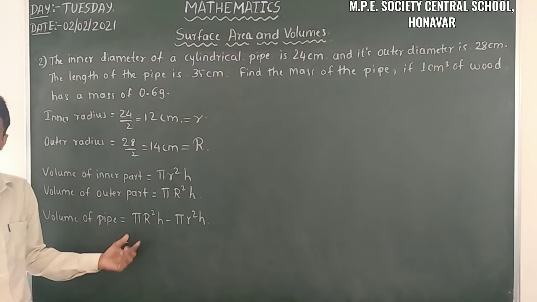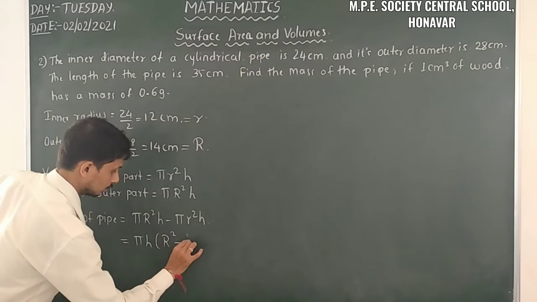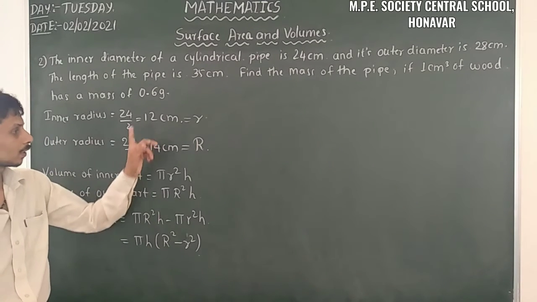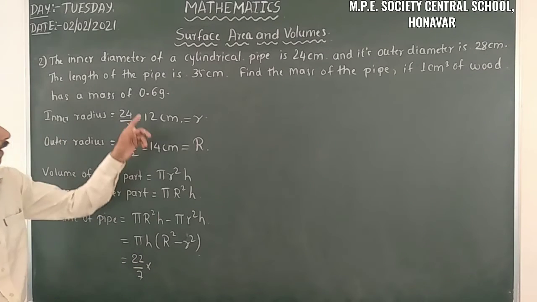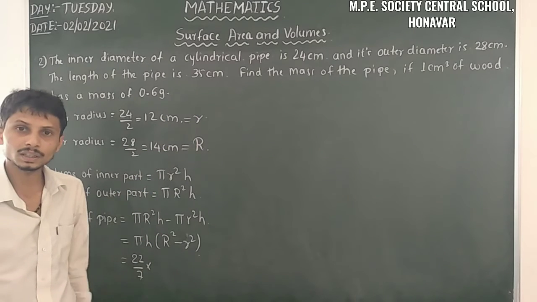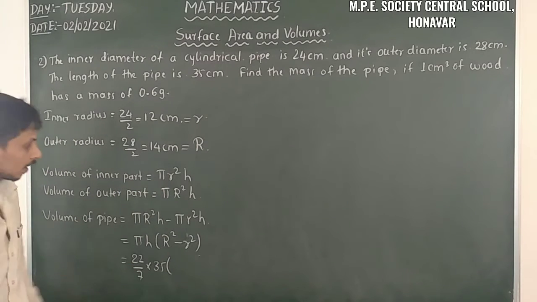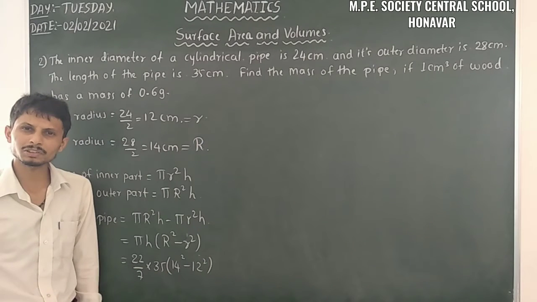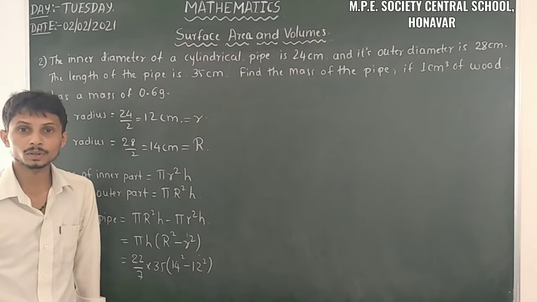Then we can take pi h common here, pi into h we can take common, and R square minus r square. Here just observe, R square minus r square, we take 14 square minus 12 square. Just substitute all the values: 22 by 7, and the height, the length, is given, 35 centimeter. All the values are in centimeter, so no changes required. That is 35 we can insert here. Then capital R square, 14 square, minus 12 square. Here we know 196 and 144, we can take that.